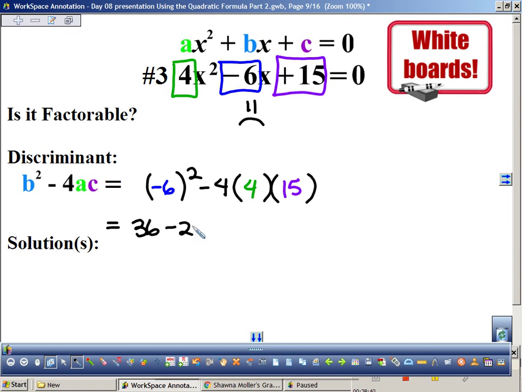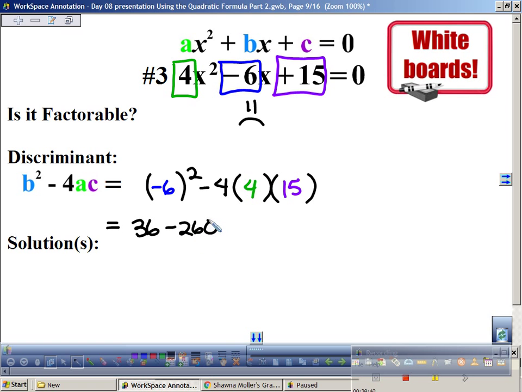So 36 minus 240 is how much? Where did I get 260? 240. Thank you. Okay, let's do a little bit more, guys. 240, right? If I were to ignore the 2, what's the difference between 40 and 36? A 4, right? So how much is it? 204, negative 204?